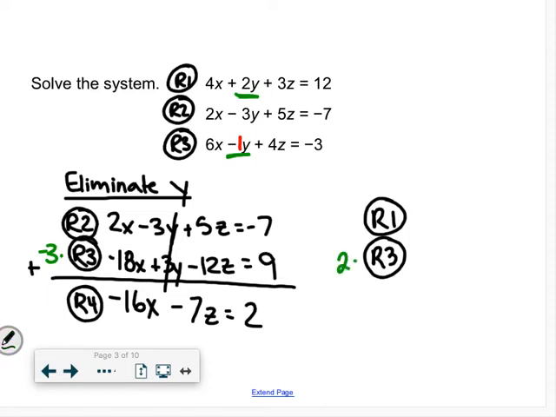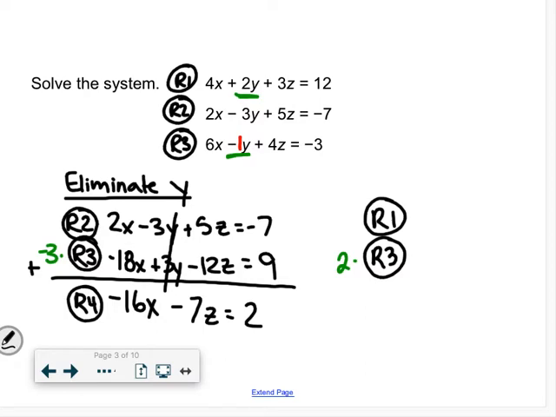I'm going to pause momentarily. Is everybody okay with how I'm making these decisions? So now we're eliminating y in the 2 equations, row 1, row 2, row 3. Yeah. So you eliminate y once, and then you eliminate y again using 2 different equations. But you'll have to reuse one of them. So you only have 3.